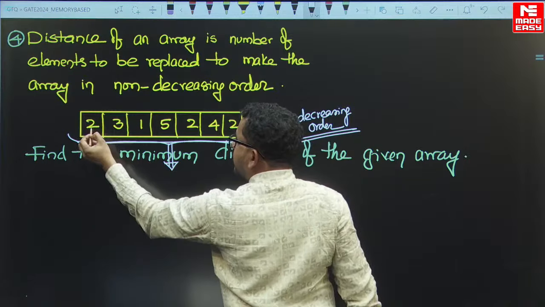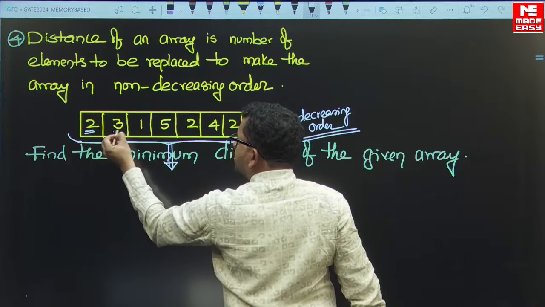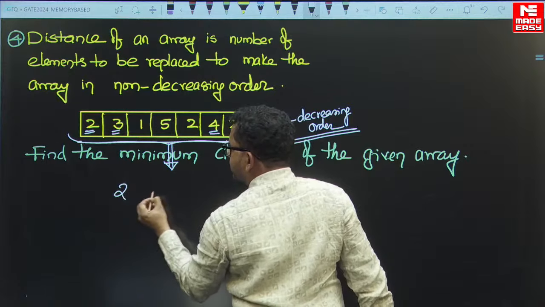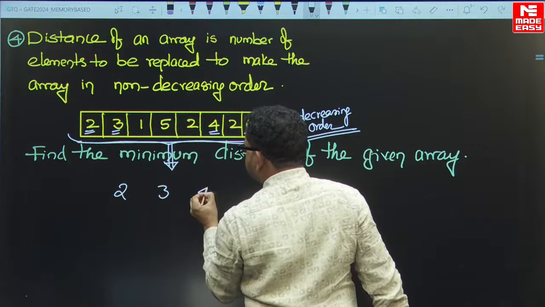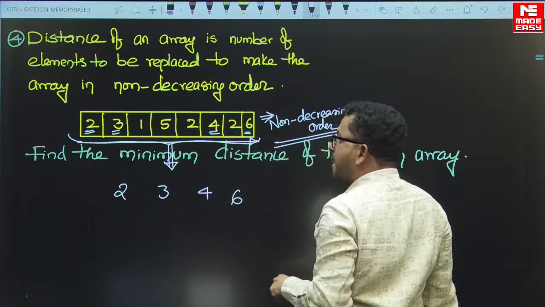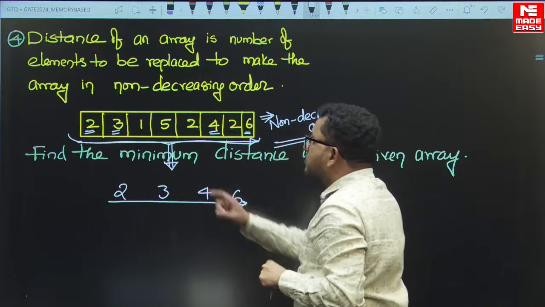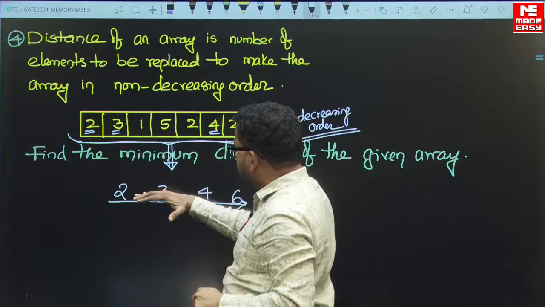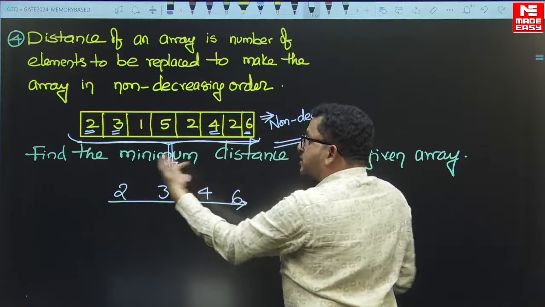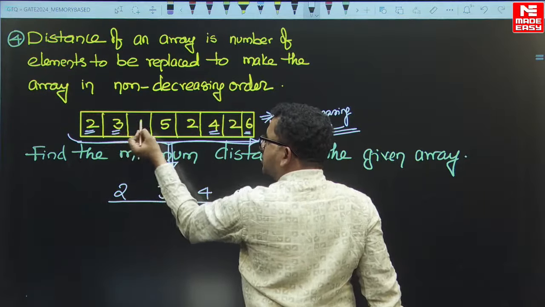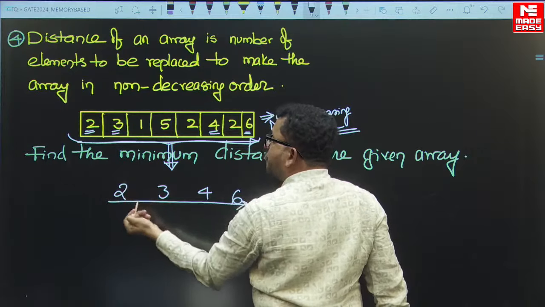For example, if you take 2, 3, 4, 6, these are already in sorted order. So these 4 elements are in sorted order. Is there any sub-sequence which is more than 4 elements already in sorted order? Is more than 4 possible or not possible? You may have other possibilities of 4 only.